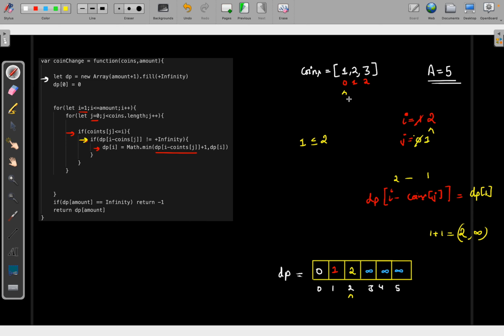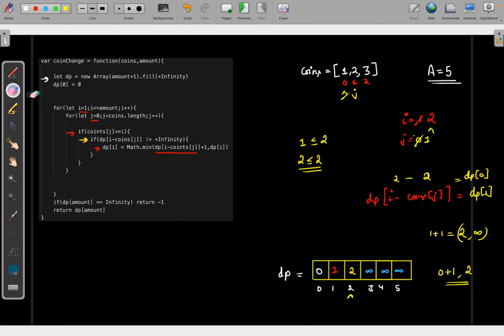So from 0 it will be 1. So my j pointer will be here. Again I will check is coins of j, that means 2, less than or equal to i, that is 2. And yes, it is, right? I will come here and I will check dp of i minus coins of j, that means 2 minus 2, that is dp of 0. Is it not equal to infinity? Yes, dp of 0 is not equal to infinity. I will check dp of i minus coins of j, that means 0, 0 plus 1, and dp of i, which is 2. So 0 plus 1, that is 1, and dp of 2 is 2. So yes, 1 is smaller, right?